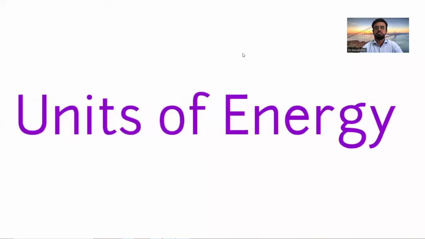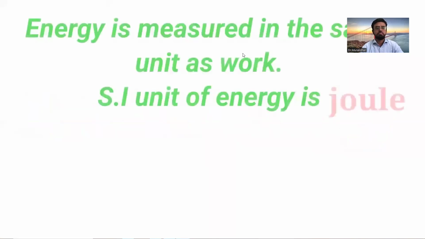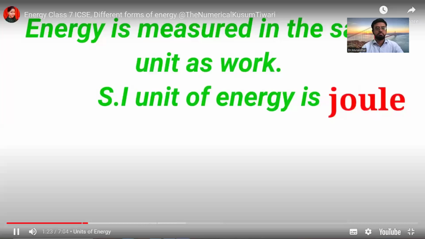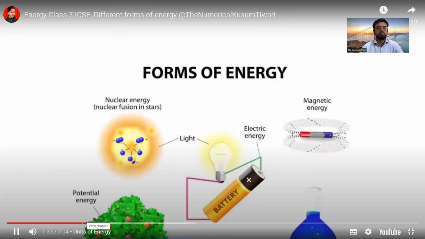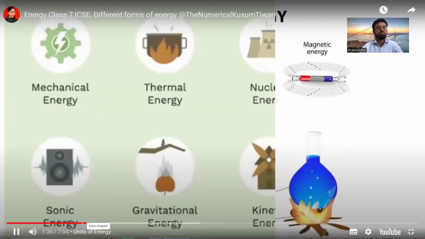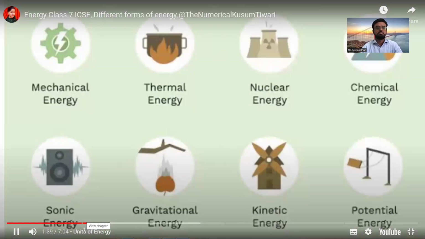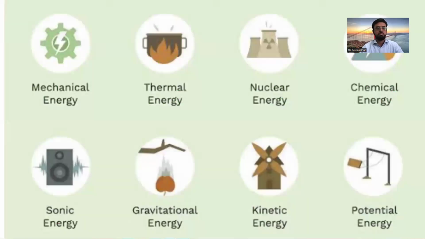Now, let's discuss the units of energy. Energy is measured in the same unit as work, which means the SI unit of energy is joule. Another unit of energy is calorie. Now we understand the different forms of energy. Students, in nature we find energy in various forms like mechanical energy, heat energy, light energy, chemical energy, sound energy, magnetic energy, electrical energy, and many more. So let's understand all these different forms of energy.